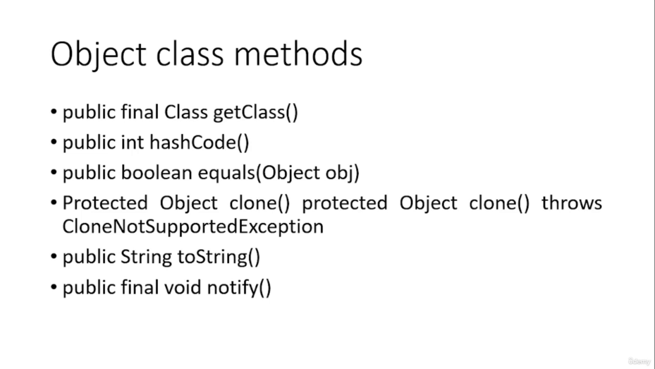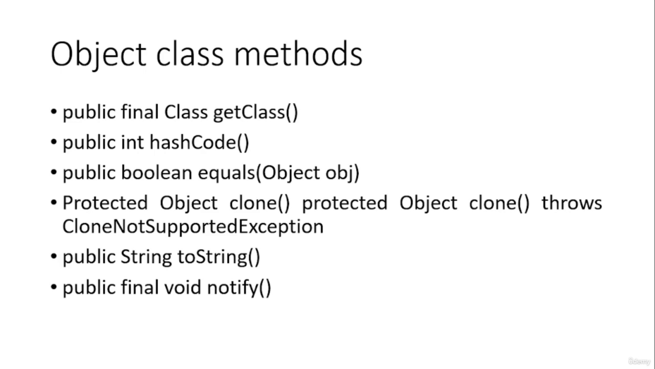Next, we will discuss the hashCode method. The hashCode method will return a hash value of the particular object, which means a unique representation of the object will be returned. Next is the equals method. The equals method is used to compare two objects. If you want to compare two objects, you can use the equals method and write the comparison logic.